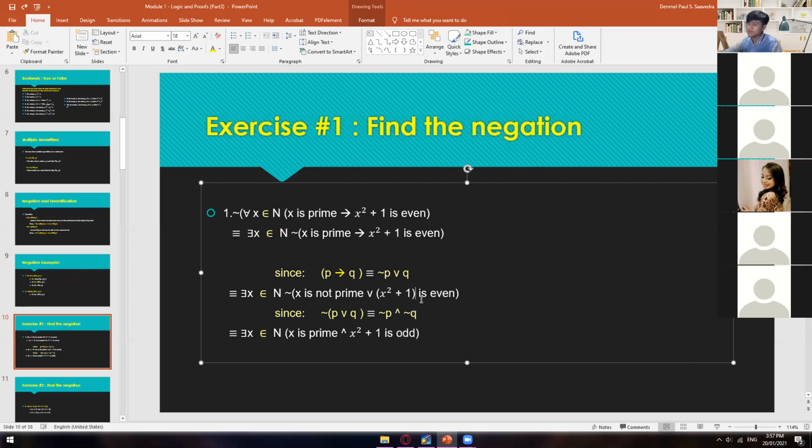So for us to have a perfect match, what is the opposite of even? We should find any possible equivalence or opposite, rather, of that word. So in this scenario, the complete opposite of even is odd. So that is why this one now is equal to this one. So X is prime and X squared plus 1 is odd. Okay. So did you guys get it so far?